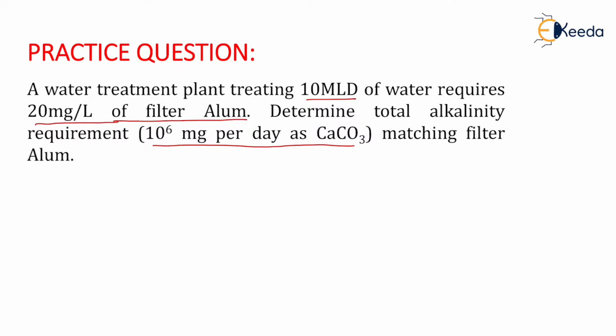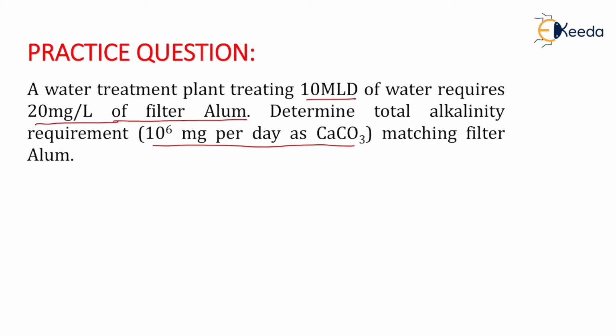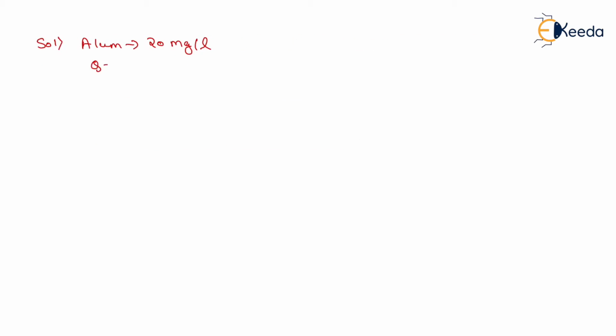Firstly, we need to calculate the amount of alum required in milligram per day. The alum dose is given as 20 milligram per liter and the discharge is given as 10 MLD. Now we just need to multiply here for the calculation of alum on a per day basis.